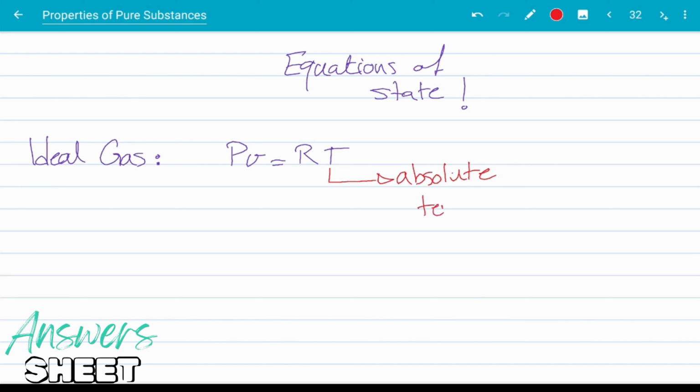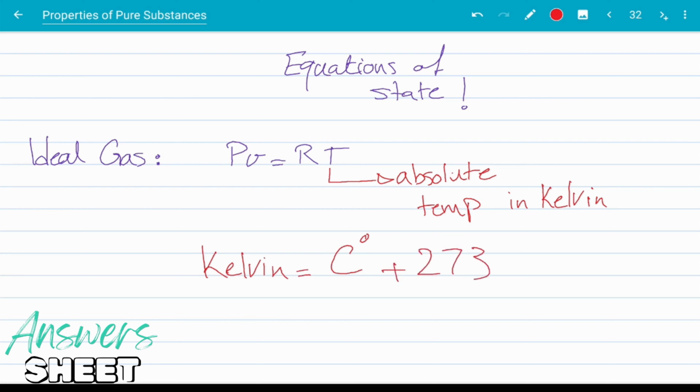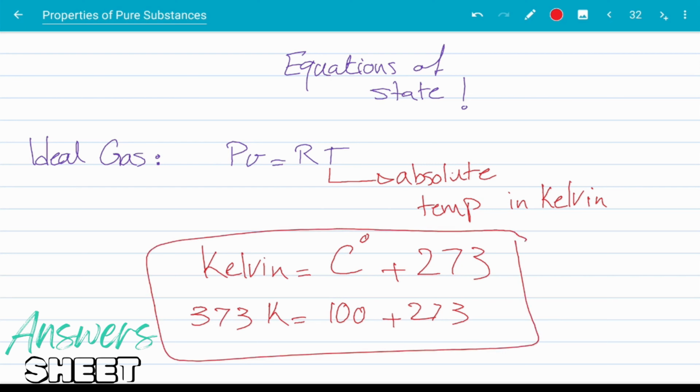Absolute temperature in thermo means temperature in Kelvin. Just to refresh your minds, the Kelvin scale is the centigrade plus 273. So water boils at 100 degrees Celsius, which is 373 Kelvin. This is the conversion that you need to use. So here, make sure that you are using Kelvin.